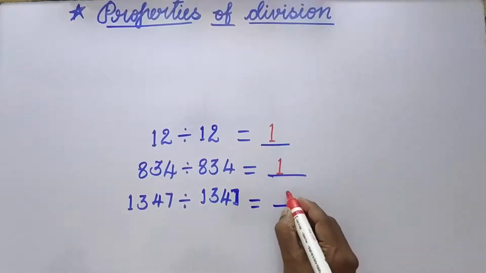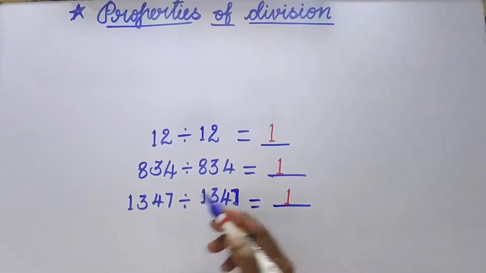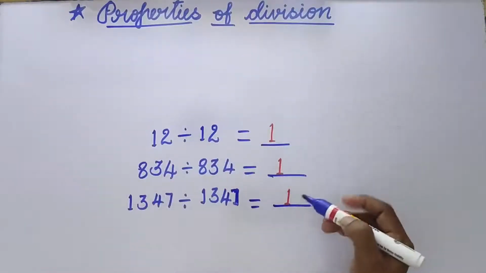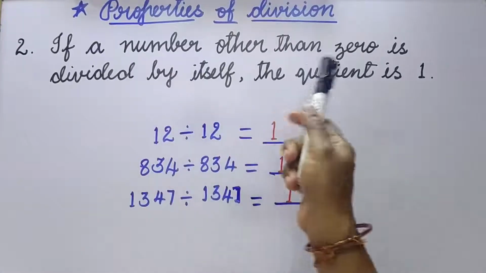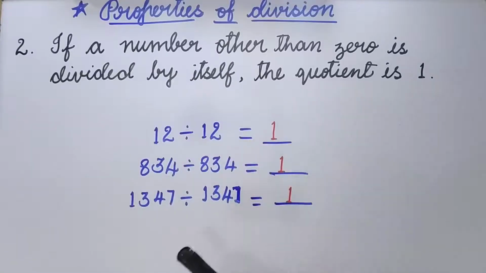So this is another property: when a number is divided by itself, the quotient will be 1. Okay, so what's the second property? If a number other than 0 is divided by itself, the quotient is 1. This is the second property of division.